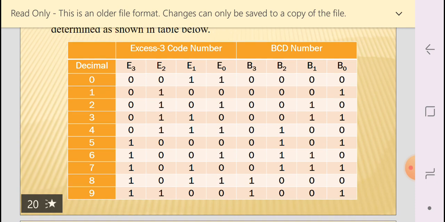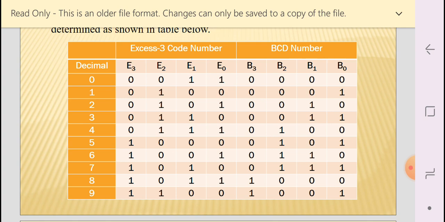Look at this position, it starts with 0011. Why does it start with 0011? Because XS3 0, 1, 2 are absent, right? It will start from 0 plus 3, so that is 0011. So if XS3 is equal to 0011, that means 3. What will be the BCD number? Obviously 0000. Look at the first row, it is 0000.